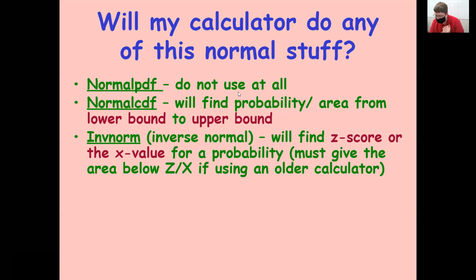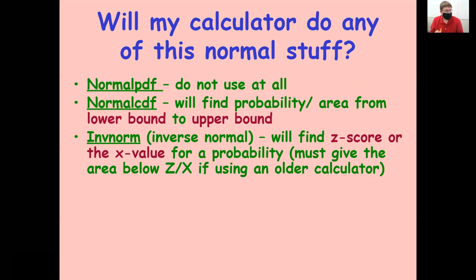The other function we might use is right below it, option number 3 in my calculator. It's called inv norm or inverse normal. This will help you find the z-score or the x value if you're given the probability and you want to solve in reverse. So like our last question where it said you have 5% of batteries and you want to find the answer from that, you can go in reverse using the inverse normal. You have to give the calculated area below the z or the x if you're using the older calculator.